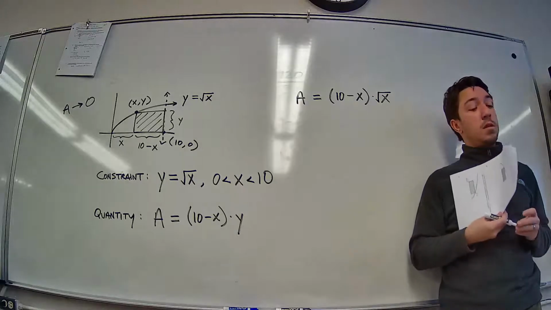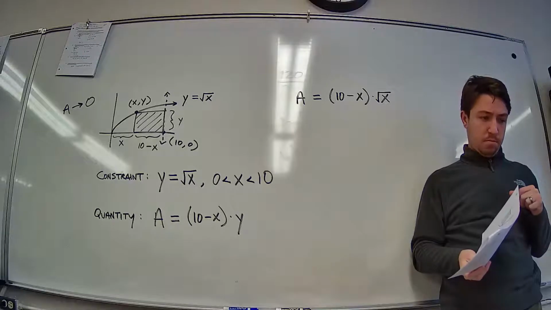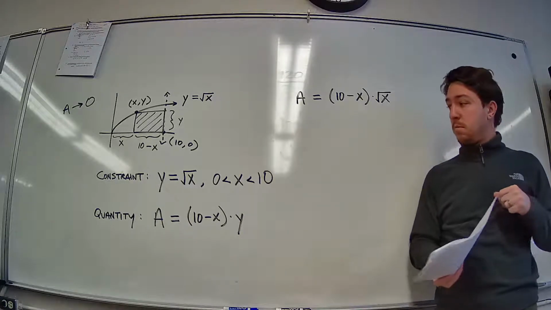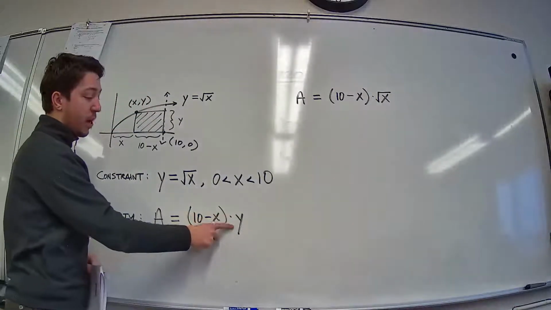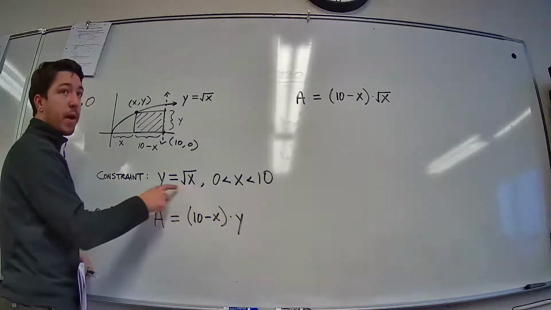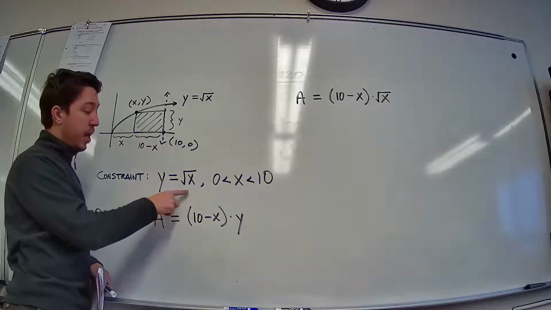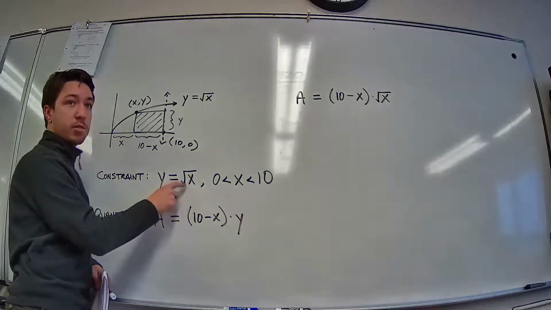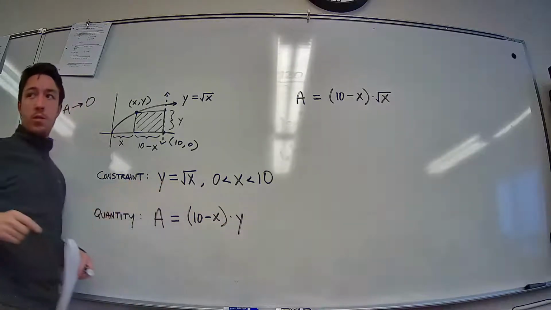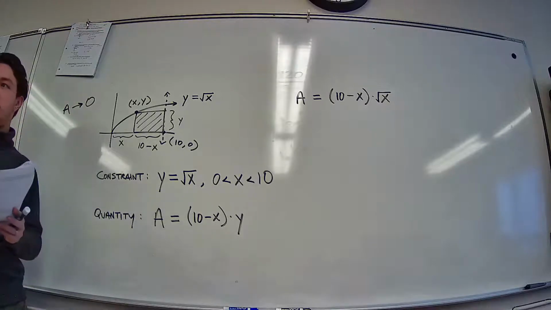Yes? So for step 3, is the root of x because of the y, like what that equals? Yeah, so we replaced this y with square root of x because our constraint said that our y value is equal to the square root of x. So your substitution will pretty much always be referencing the constraint.